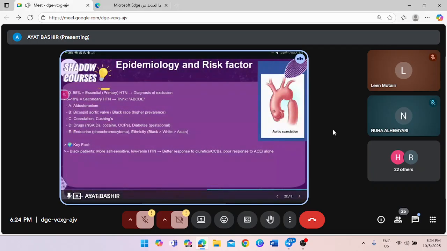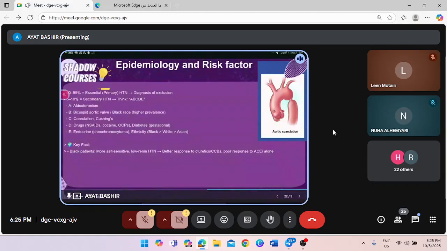Also, another cause is an endocrine cause, like pheochromocytoma. Here in pheochromocytoma there is an increased amount of adrenaline and noradrenaline. We have a tumor in the medulla of the adrenal gland, which makes adrenaline and noradrenaline in large amounts. Because of this, we have this hypertension. So it's a secondary type, which is pheochromocytoma.